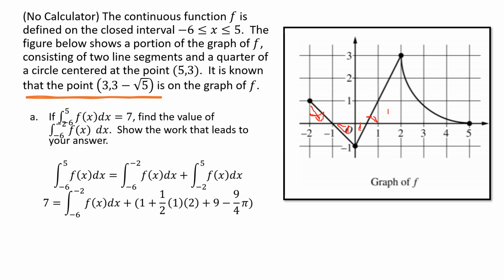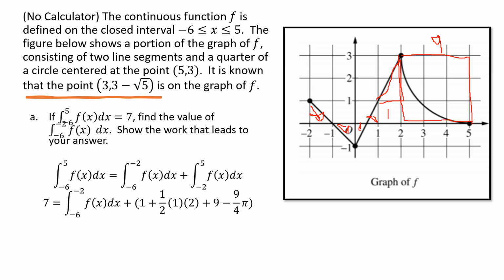So I knew this box was 1, and then I calculated the area of this triangle as 1/2 base times height, so 1/2 times 1 times 2. And then I was trying to calculate this lower piece of the curve of the circle. So what I did was I made a little box, and I recognized that that was a 3 by 3 box. And so the area of that 3 by 3 box is 9.